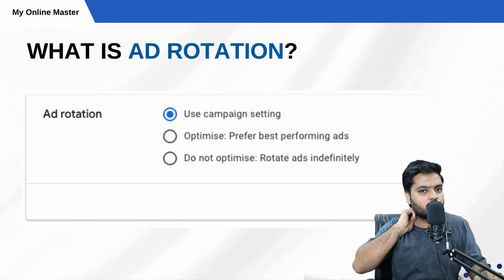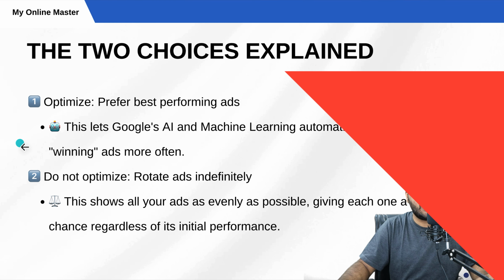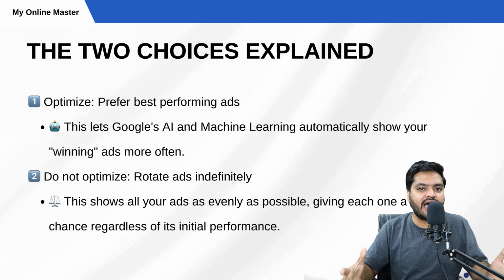So this is what the Google Ads rotation system is, and that's how it works. As I said, the choice is yours. If you go for optimize, Google's AI and machine learning automatically show your winning ad more often. And if you go for do not optimize, it shows all your ads as evenly as possible, giving each one a fair chance, regardless of its initial performance, whether it is performing low or high. It will give equal chance to each and every ad copy. And that's how the Google Ads rotation setting works.